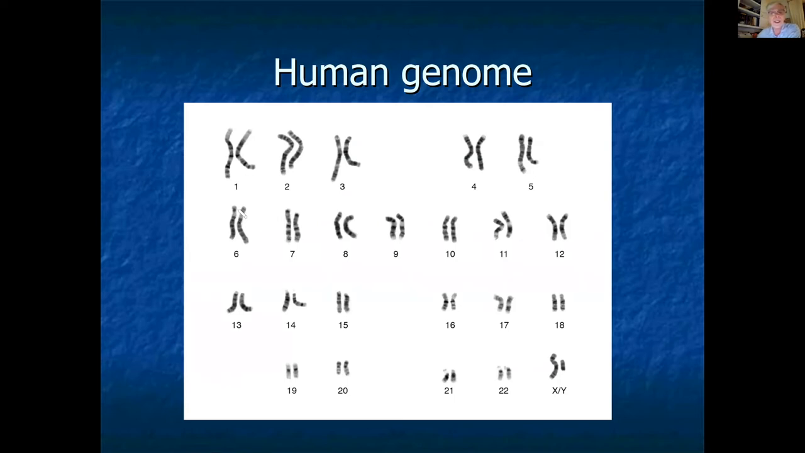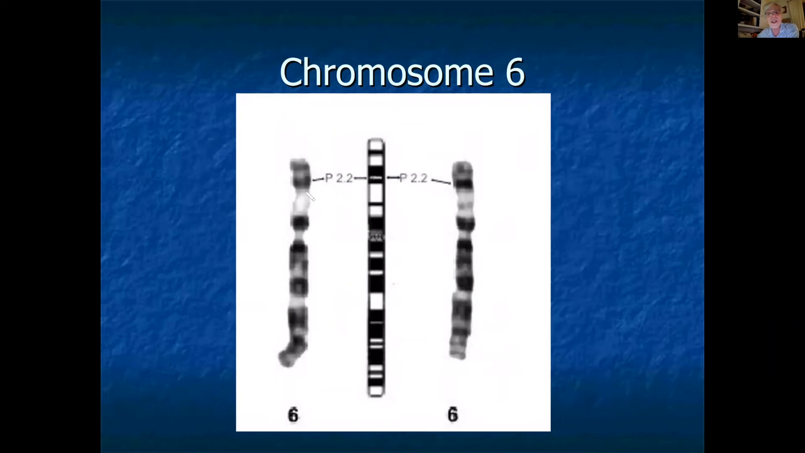You remember the HFE gene is located on chromosome 6. You have the pair here. And if we go further, here is a picture of the colored chromosome 6, and parts of that chromosome are designated depending on the kind of coloration they have. The HFE gene is on the part which is called the P2.2 section.